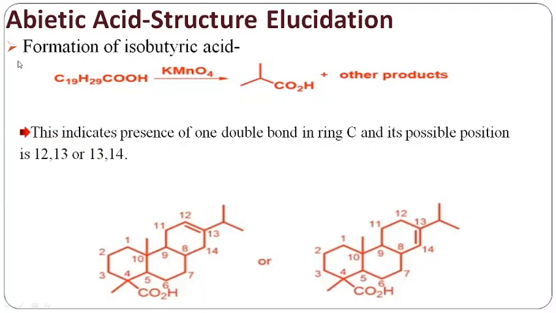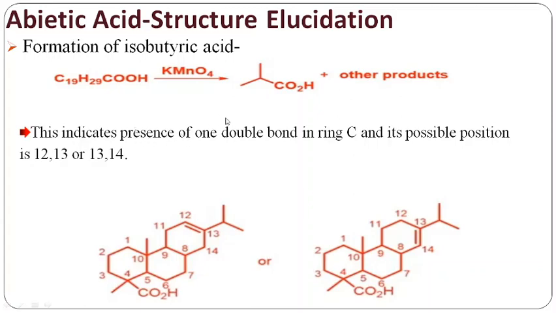Finally, the confirmation of the position of the conjugated double bonds. The following very important reaction has been carried out. When abietic acid is subjected to KMnO4 oxidation or oxidative degradation, we get isobutyric acid as one of the products, plus other products; we have to concentrate only on the isobutyric acid. This isobutyric acid gives very important information about the structure of abietic acid.